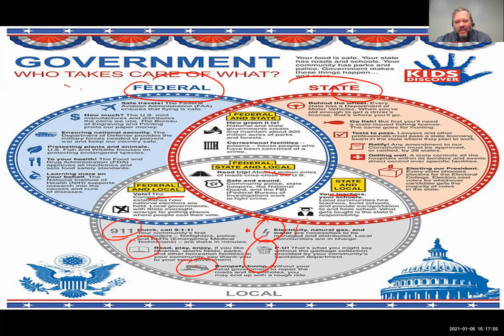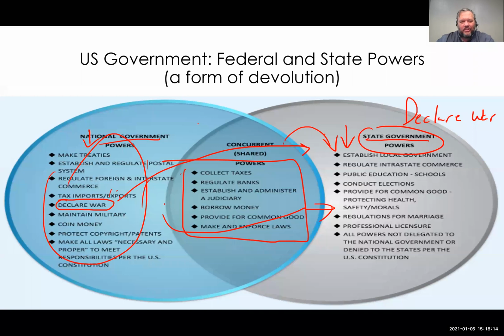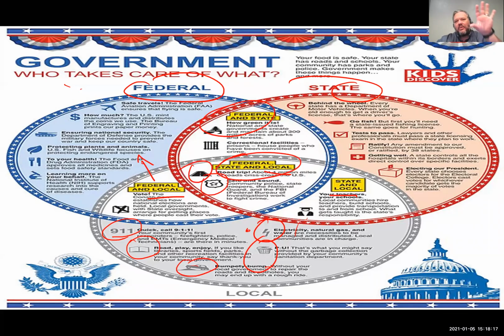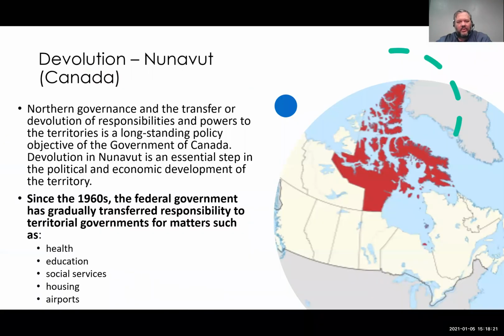And so on this example, and you would by no means be expected to know all of this, but you kind of get the idea that sometimes federal and local work together, sometimes federal and state work together, sometimes federal, state, and local, so security and roads would be where federal, state, and local governments work together. So anyway, when we talk about devolution, it is the passing down of power from a higher group to a lower group. All right. So let's look at a couple of examples.